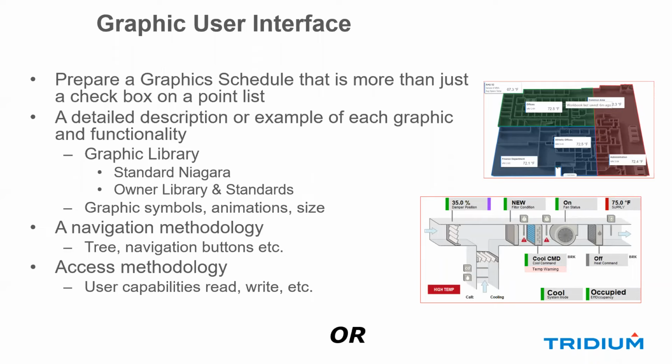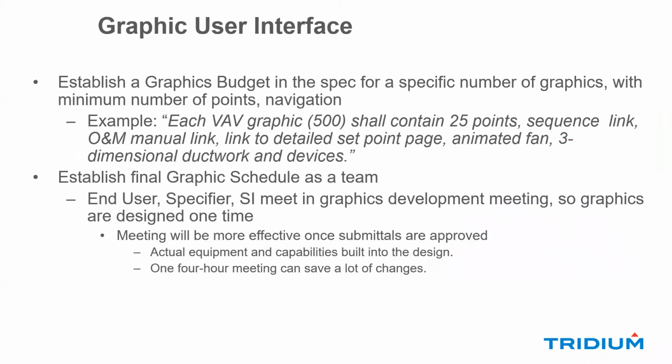Now, there's another way you could do this. In your bid documents, you can draw out every single graphic, or you can specify that you just want to establish a graphics budget used by Division 25. And you give them the number of graphics, the minimum number of points, and navigation. An example might be that each VAV graphic, and there's going to be 500 of them, shall contain 25 points, a sequence link, an O&M manual link, and a link to a detailed set point page, animated fan, three-dimensional ductwork. And then later, you can say, I'm going to work with the owner and the consultant later, and we're going to actually fine tune what those graphics look like.